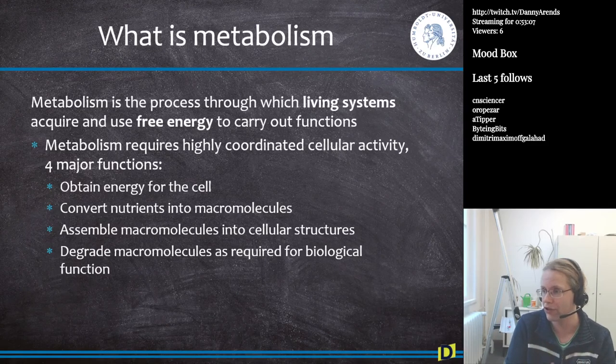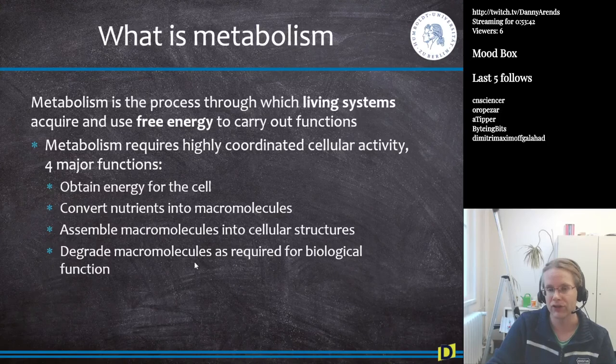Right? So these are the four processes that a cell needs to coordinate: obtaining energy, converting this energy into big molecules like proteins, RNA, DNA, or lipids for that matter, and assembling these things into cellular structures. So we need to, for example, build a nucleus, and a nucleus is composed of several hundreds of thousands of different macromolecules. But also when we don't need some of these macromolecules anymore, the cell needs to expend energy on breaking them down.